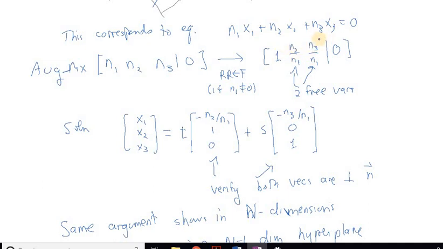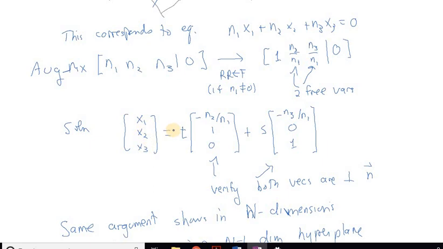Now, if you work this out in the usual way that we've always solved linear equations, you get this solution for your 3 components of the vector. I'm using x1, x2, x3 instead of x, y, z, but the idea is the same. x1, x2, x3 is equal to any arbitrary constant times this vector plus any arbitrary constant times this vector. And you can work these out and see that this is correct. You can also verify that this vector is perpendicular to n1, n2, n3. Just take the dot product and see. This vector also is perpendicular to n1, n2, n3.